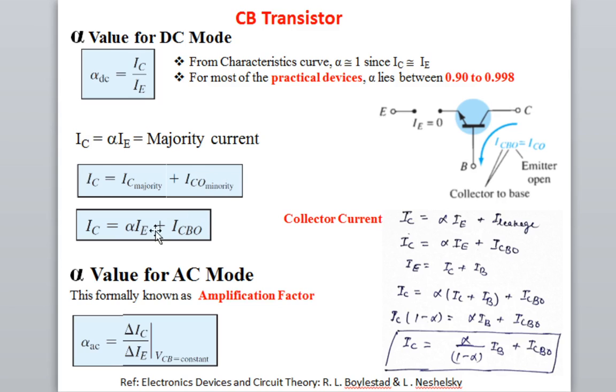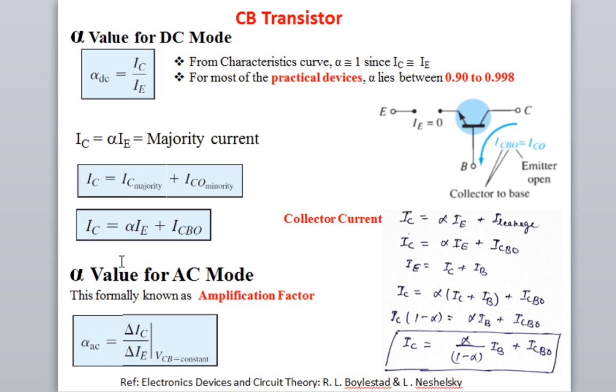So I defined that IC is equal to alpha IE, this is majority carrier current, and ICBO, that is minority carrier current, and this current is basically simply called a leakage current in transistor, and this is a function of temperature. So if you change the working temperature of transistor, obviously the leakage current, means current due to minority charge carrier, will change. If leakage current changes, then collector current changes.